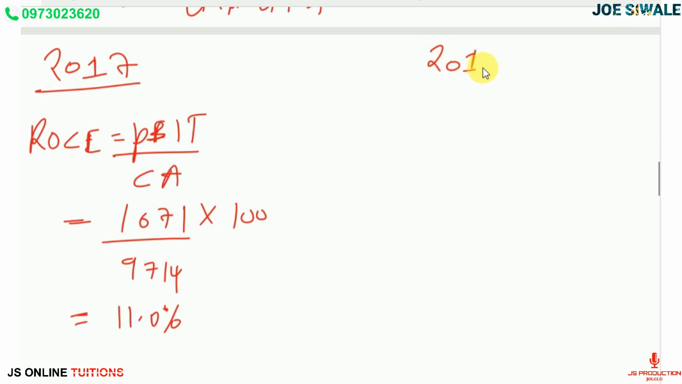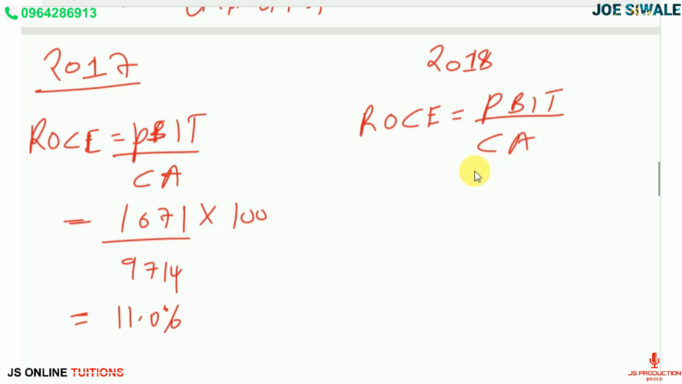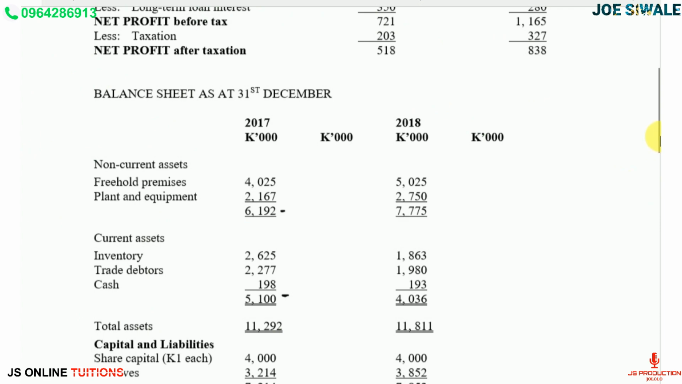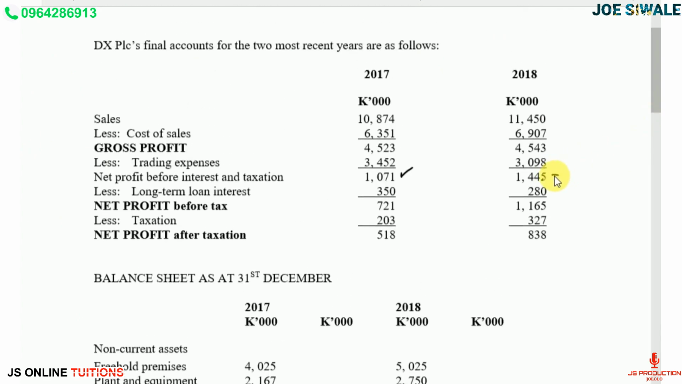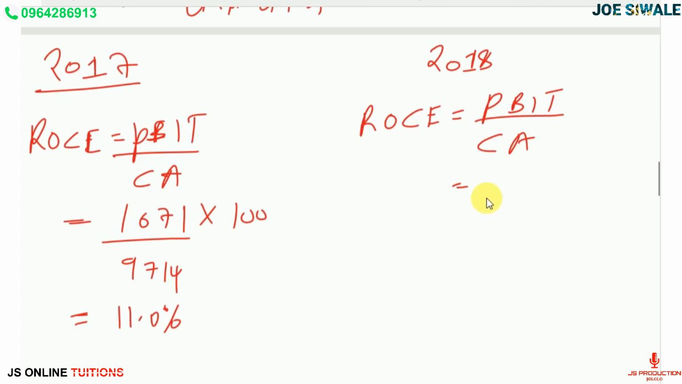Let us calculate for 2018. So return on capital employed: profit before interest and tax divided by capital employed. Profit before interest and tax for 2018, we said that this is 1445. 1445 divided by capital employed. Just do the same thing.